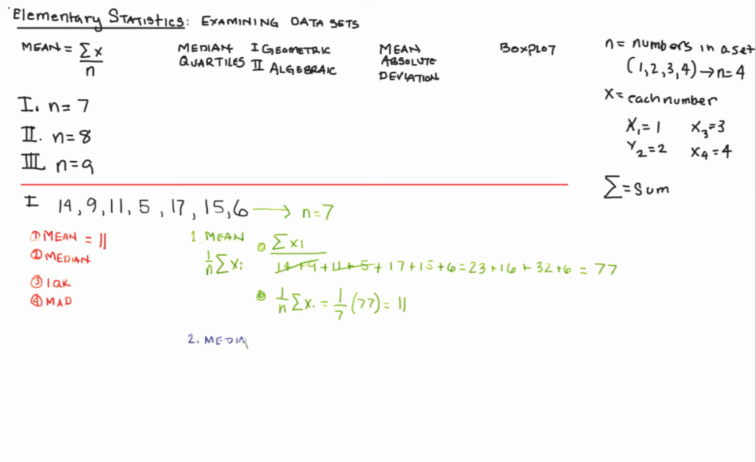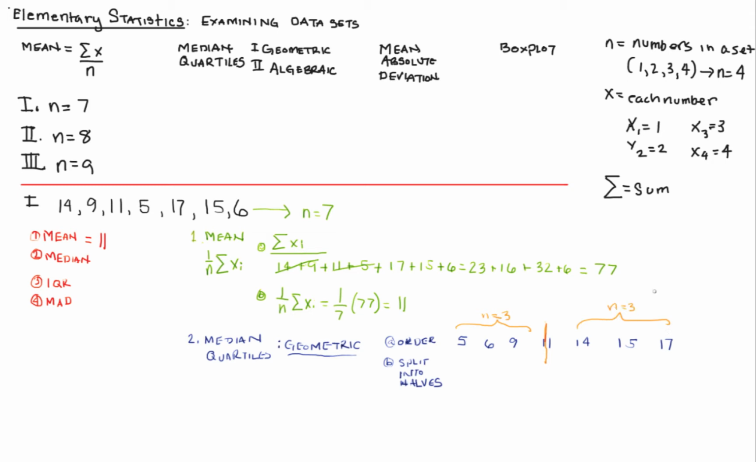Okay, now let's move to our median and quartiles. And in this case, we're going to do it the simple way, which is the geometric way, as we did in our previous video. First we have to order our set. It's 5, 6, 9, 11, 14, 15, and 17. Okay, and then we split it into halves. So our first split must give us equal numbers on each side, and we have to split it right down the number. This way we'll get 3 on this side and 3 on the other side.